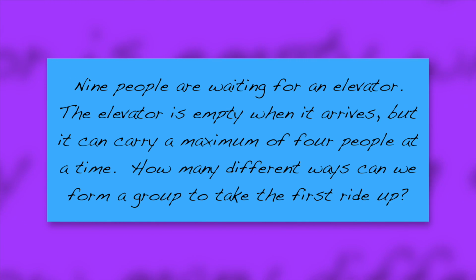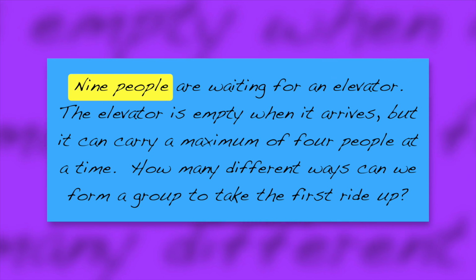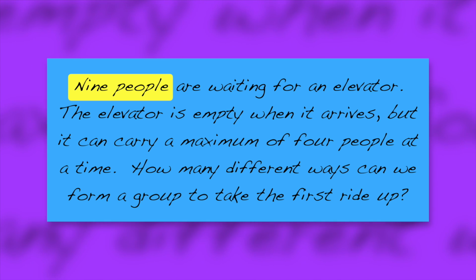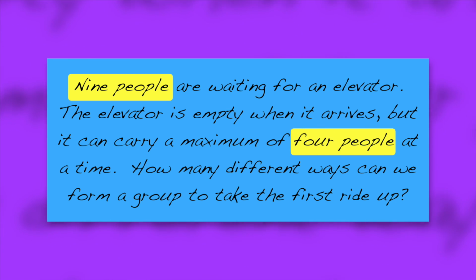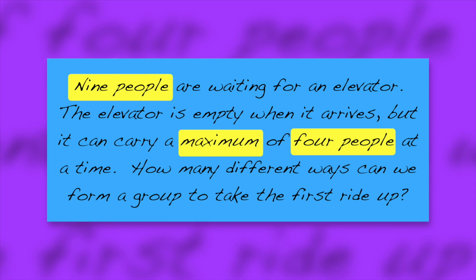So let's pull out the key pieces of information that we'll need to know here. What is the problem giving us to work with? That's going to be the 9 people who are waiting. That's the group that we're going to have to choose from. And the 4 people that we can fit in the elevator at a time. That's the group that we're going to be choosing, at least at first. And ultimately, we want to decide how many ways we can make a group of a maximum size of 4.